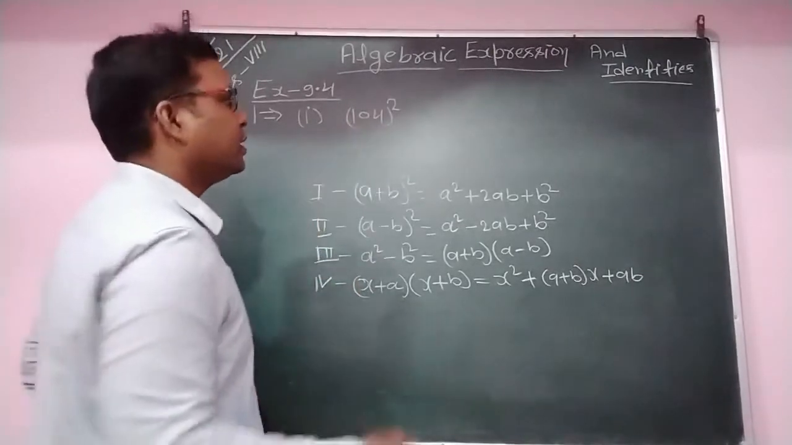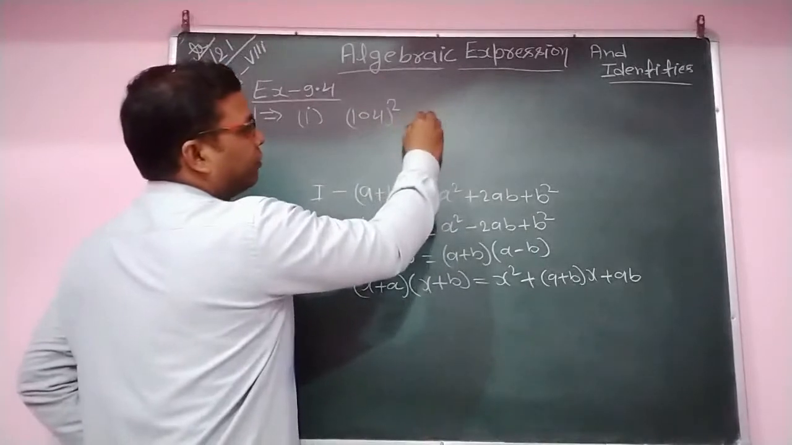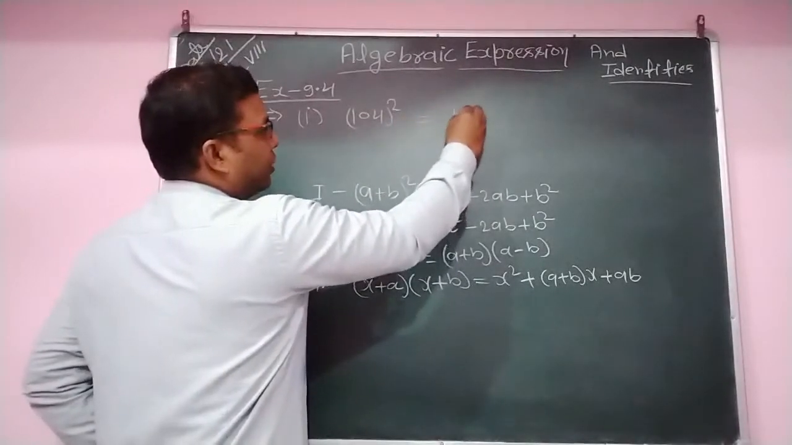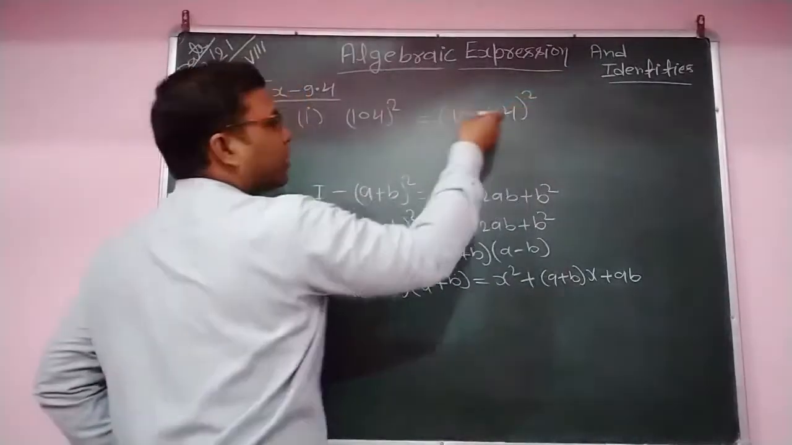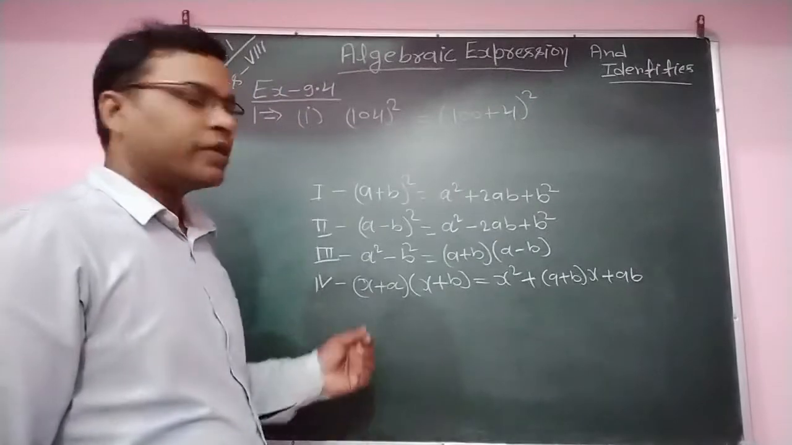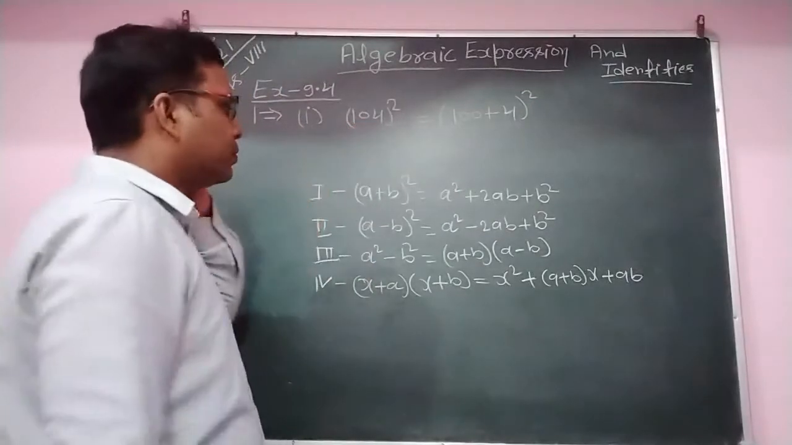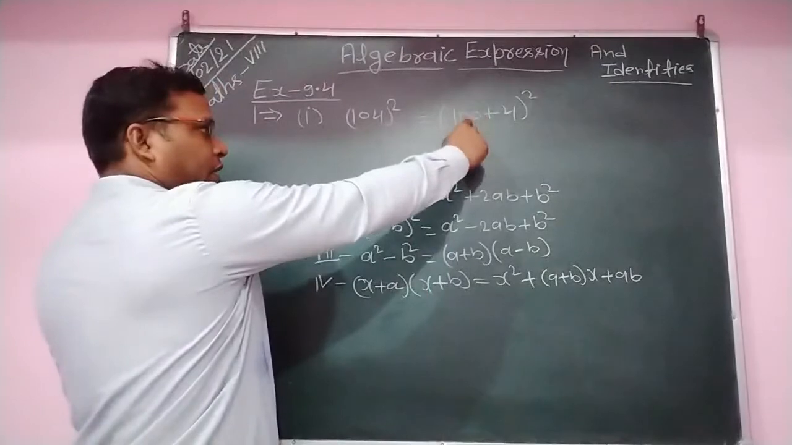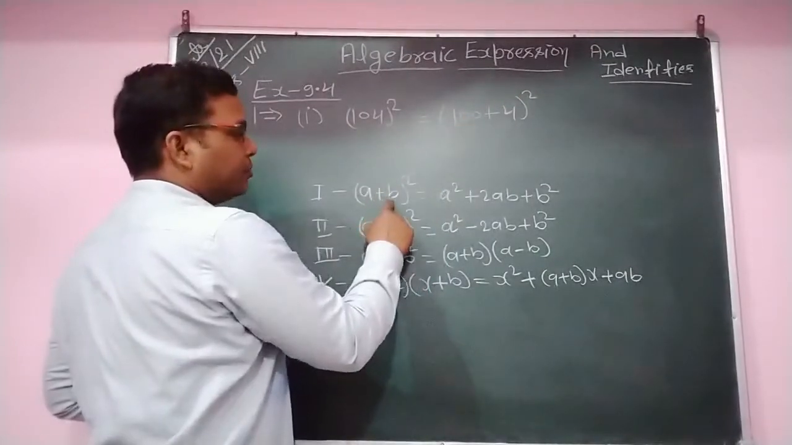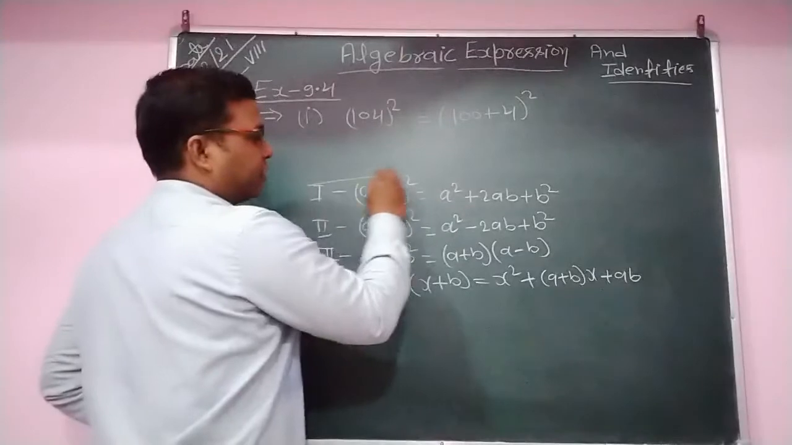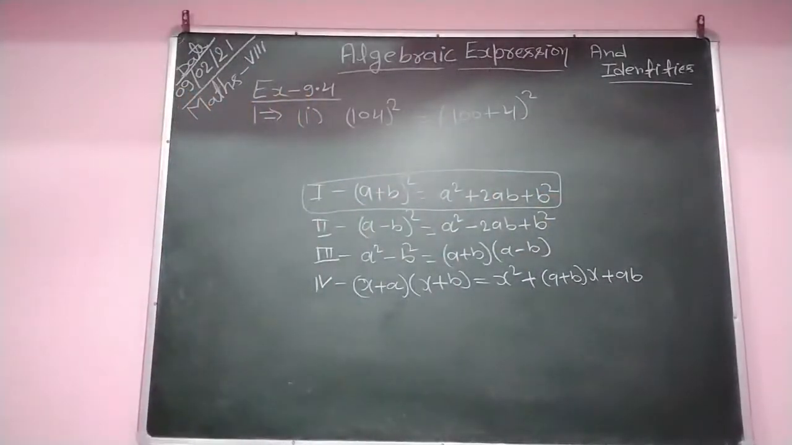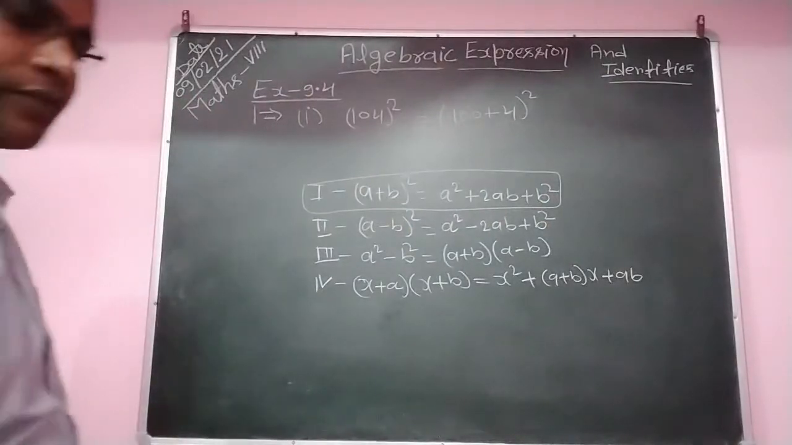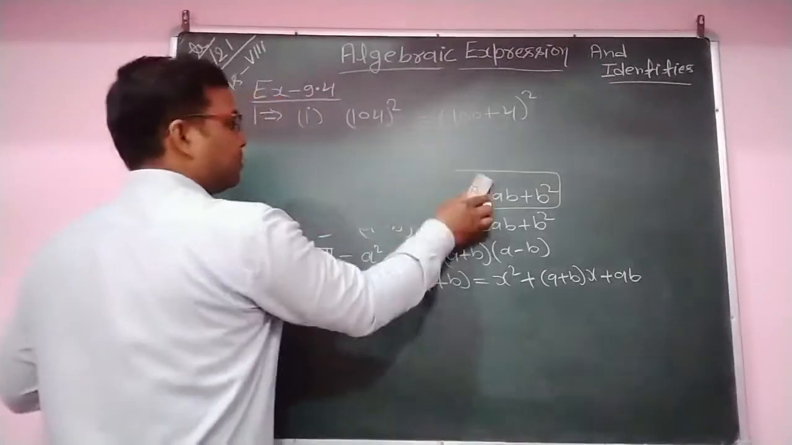First we can write 104 as 100 plus 4 whole square. So you can see here this is a plus b whole square, so we use the first identity here. This is clear now. According to this identity, you can express 100 plus 4.